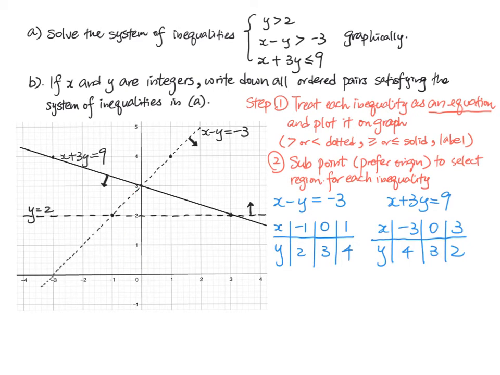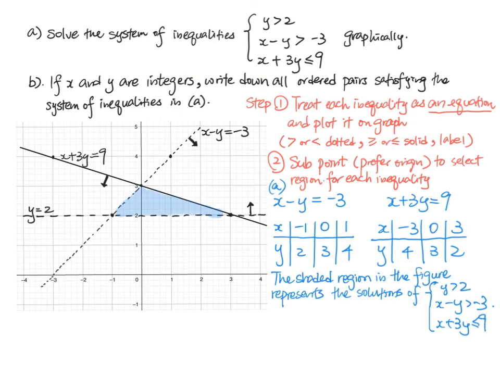Now we're done with all 3 lines. We're going to combine these regions all together. So for this line, we want it upward. And for this line, we wanted this part. And for this line, we wanted this part. We are going to find the overlap region, which is exactly this triangle. So then you highlight this region, and this shaded region and figure are the solutions to these inequalities. Now, what's the meaning of this?